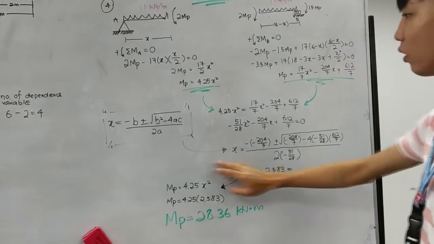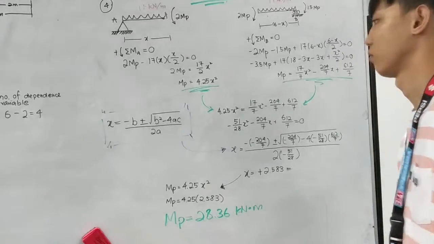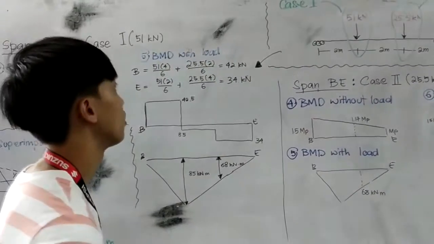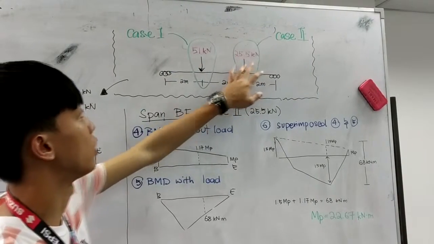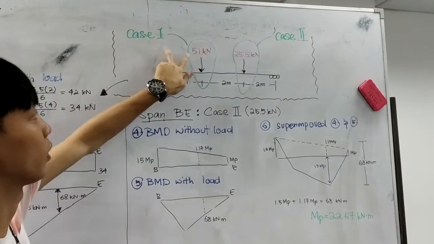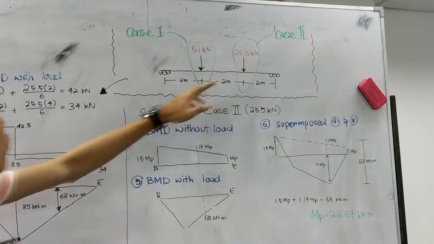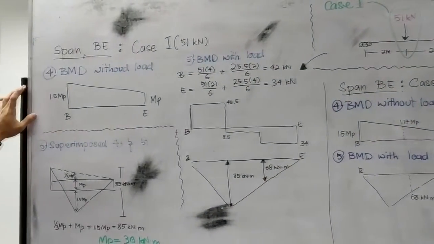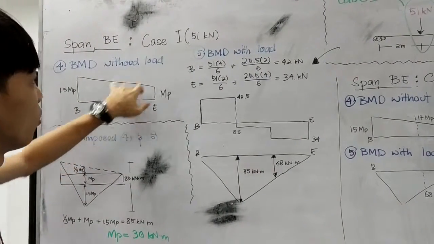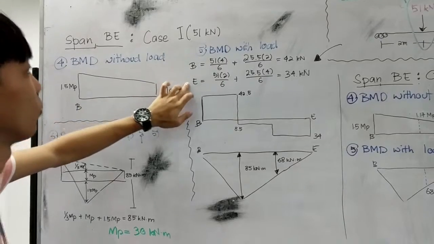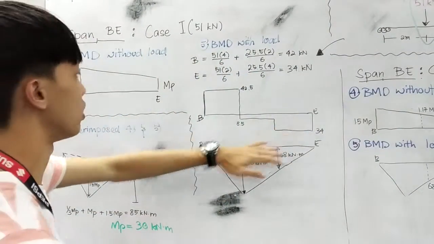So after that, you will get this answer. For span DE static method, we are dividing it into 2 cases, which is 51 kN and 25.5 kN. So for case 1, the BMD without load is this, and then we will have to draw BMD with load, which is this, after you complete the essay.